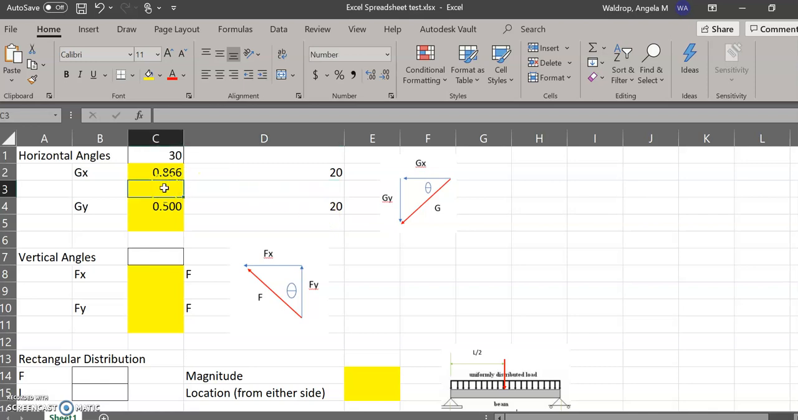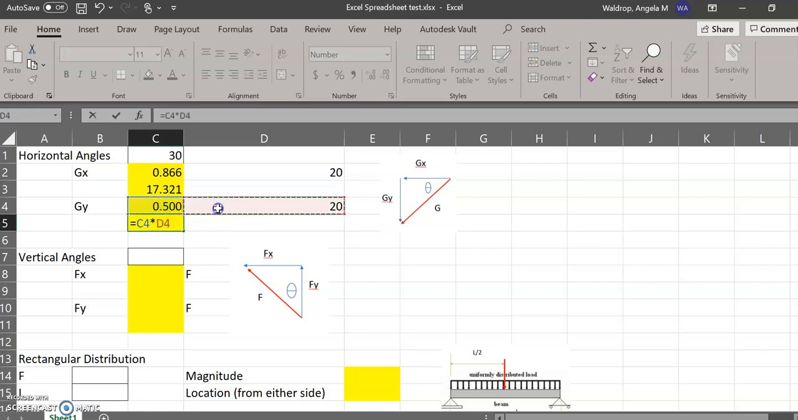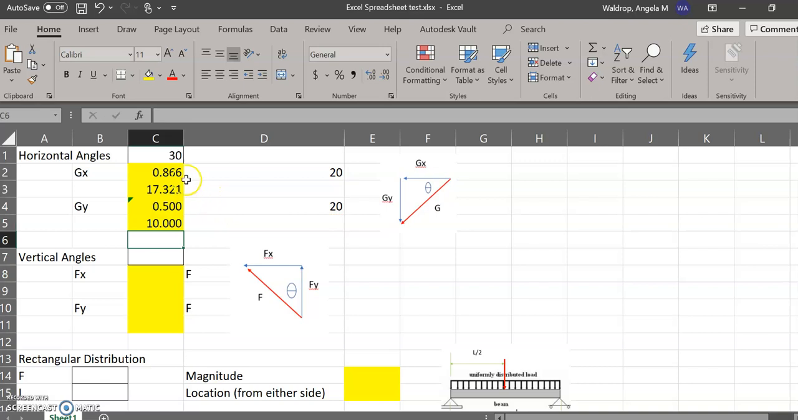So what I need to do below here to get the true value for GX is multiply those two cells together. So I'm going to go equals, click on this, multiply the value, and then I can do the same thing down here when I'm multiplying those values together. And there we go. Okay. That way, if I want to change the angle to 60 degrees, it automatically updates.